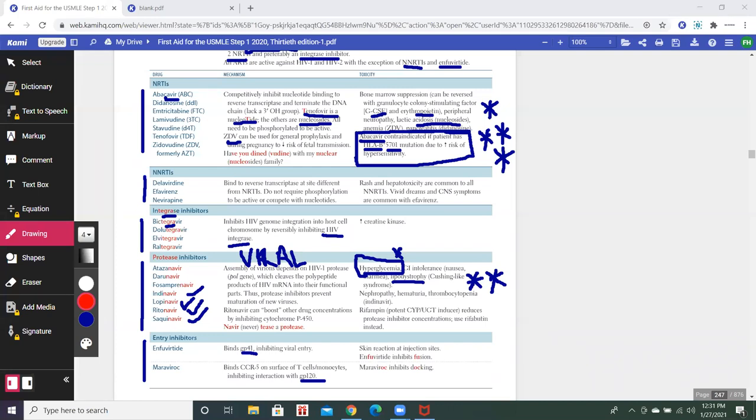Microbiology is very, very high yield. You will receive a lot of questions from microbiology in each and every block per se. It's confusing, but you're going to read more. Okay. Good.